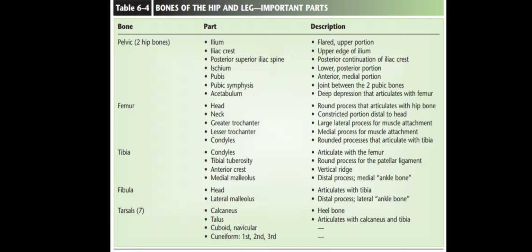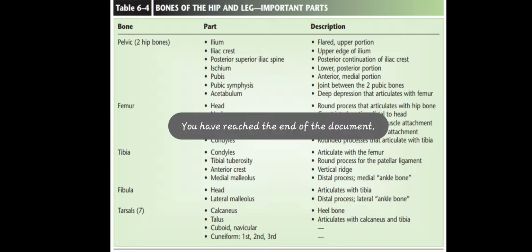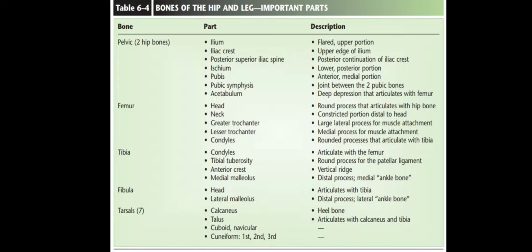So this is the summary of each part of the bone in the hip and leg. Just read it because it's very factual and understandable, even though I've already discussed it, from the pelvis, femur, tibia, fibula to the tarsals. Okay? So that's it. That is the end of the skeletal system.